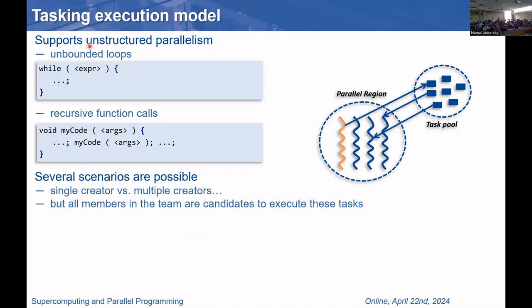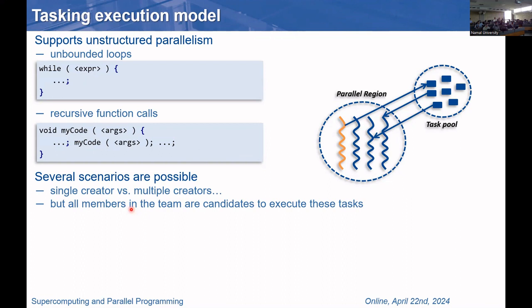Okay, so the good thing for tasking is that it supports parallelism that was not supported with usual work sharing. For example, you can support unbounded loops. You can do a while and create tasks in between. Tasks in the while will go to the task pool, and they will be executed by the other threads, thus achieving parallelism. You can also do tasking on recursive function calls. If you annotate my code as a task, then every invocation of my code will create a task, and it will act in the same way.